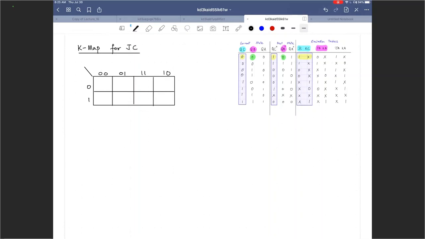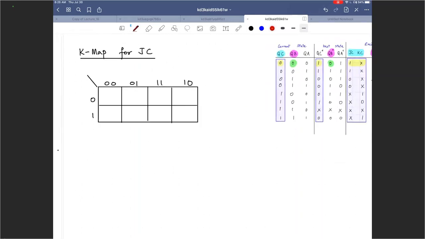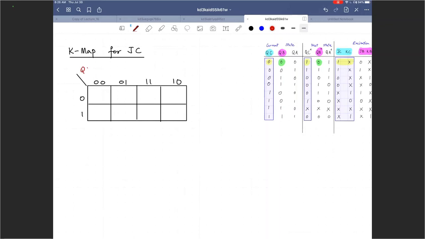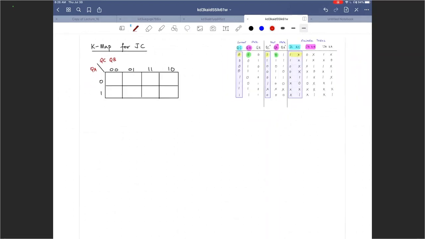My inputs are current state QC, QB, QA. So QC, QB on the columns and QA for the rows. Next, I fill out 1, 1, 0, 0, 1, 1, 0, 0, and then all X's. Right. So that's for JC.